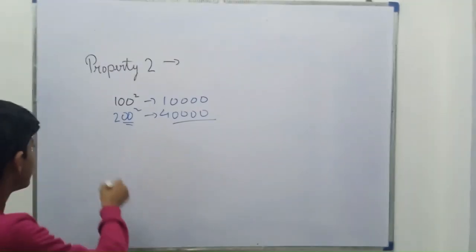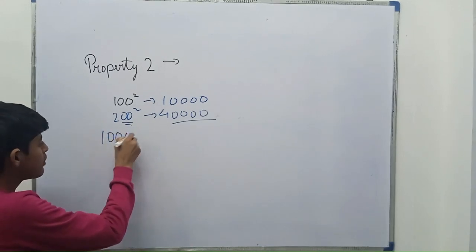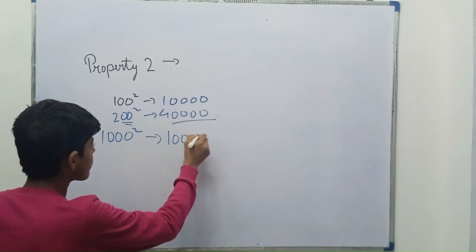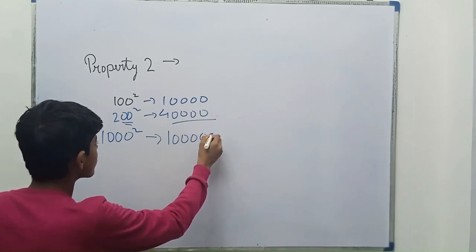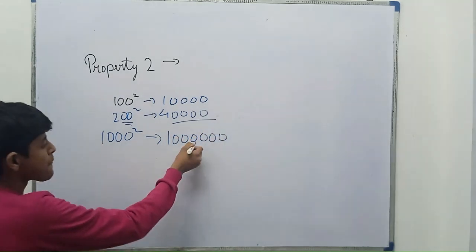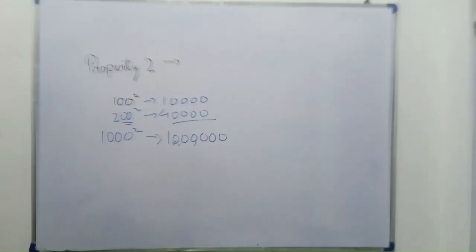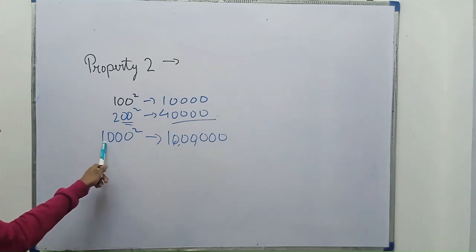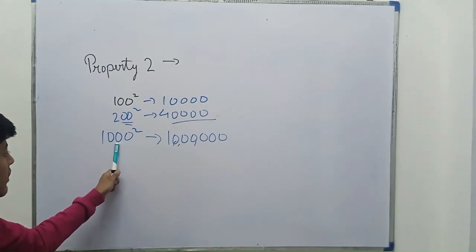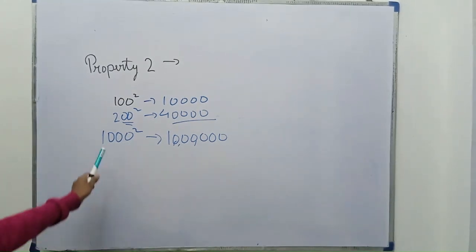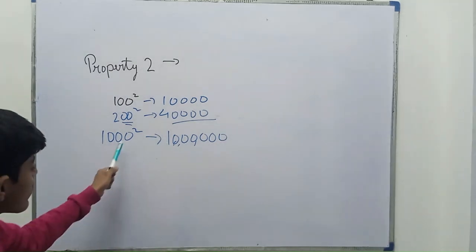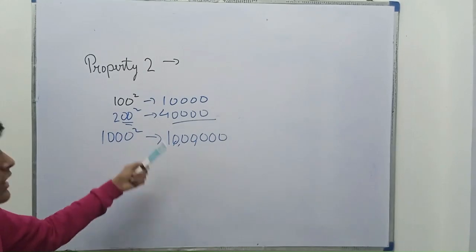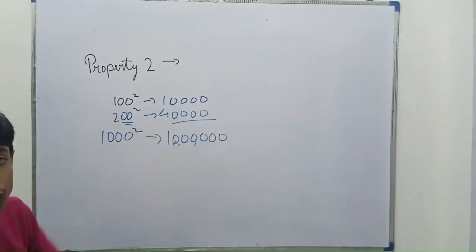We can see more examples, then it will be clearer to you. The square of 1000 will be 10 lakh. Similarly, 2000 squared will be 40 lakh. So the number of zeros gets doubled when we take the square. Here we have 3 zeros, so for the square of 1000 we will have 6 zeros. Likewise, in 200, if we have 2 zeros, then the square will have 4 zeros.